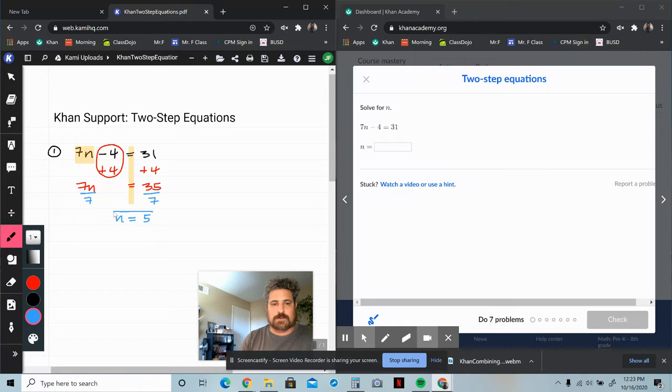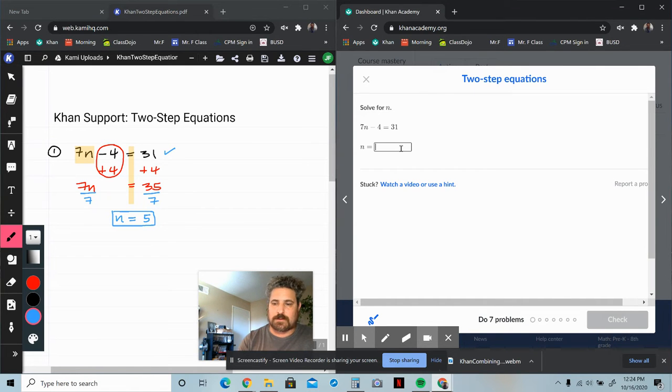So we think the answer is that n equals 5. And we can do a little mental check and see if it works. Is 7 times 5 minus 4 equal to 31? 7 times 5 is 35. 35 minus 4 is in fact 31. So I did a little mental check just to make sure that I didn't make any silly mistakes there. And n is equal to 5. Okay, so you put a 5 in there, it already has the n is equal to.